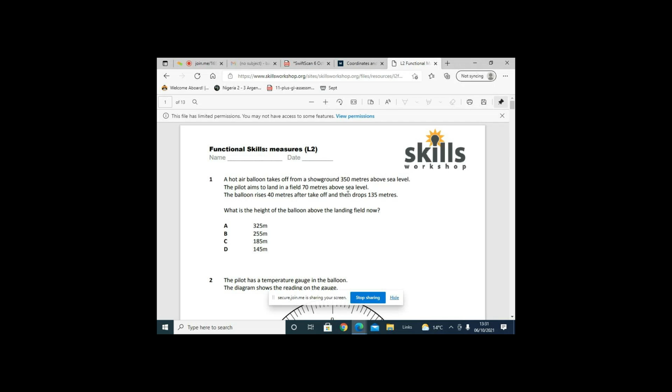And the screen is blocking it. Okay, I'm coming. I've already moved it down, I don't know why it's not moving. Let me see if we can stop the share there.